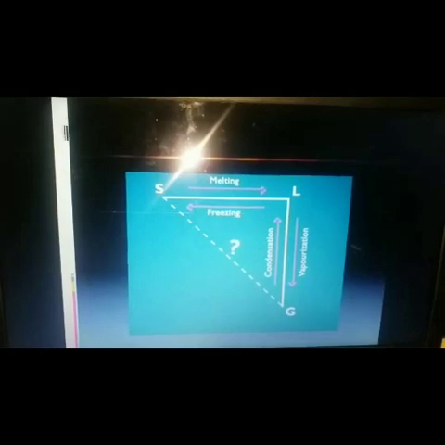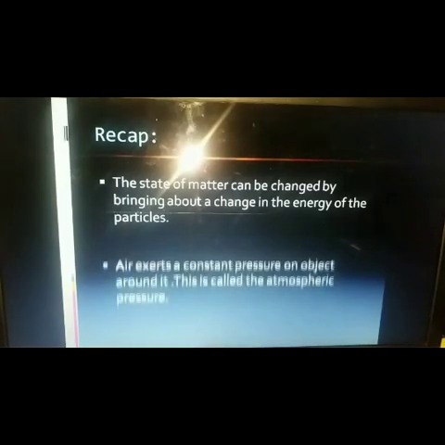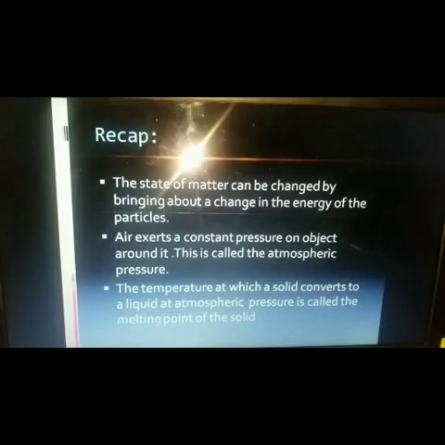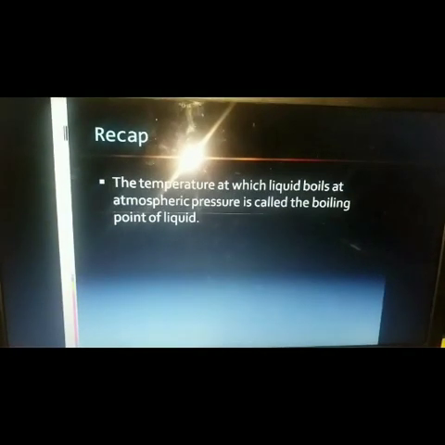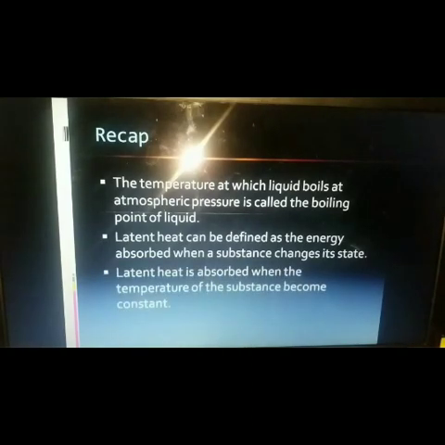So let us have a recap. The state of matter can be changed by bringing about a change in the energy of the particles. Air exerts a constant pressure on objects around it. This is called atmospheric pressure. The temperature at which a solid converts to a liquid at atmospheric pressure is called the melting point of the solid. The temperature at which a liquid boils at atmospheric pressure is called the boiling point of the liquid. Latent heat can be defined as the energy absorbed when a substance changes its state. Latent heat is absorbed when the temperature of the substance remains constant.